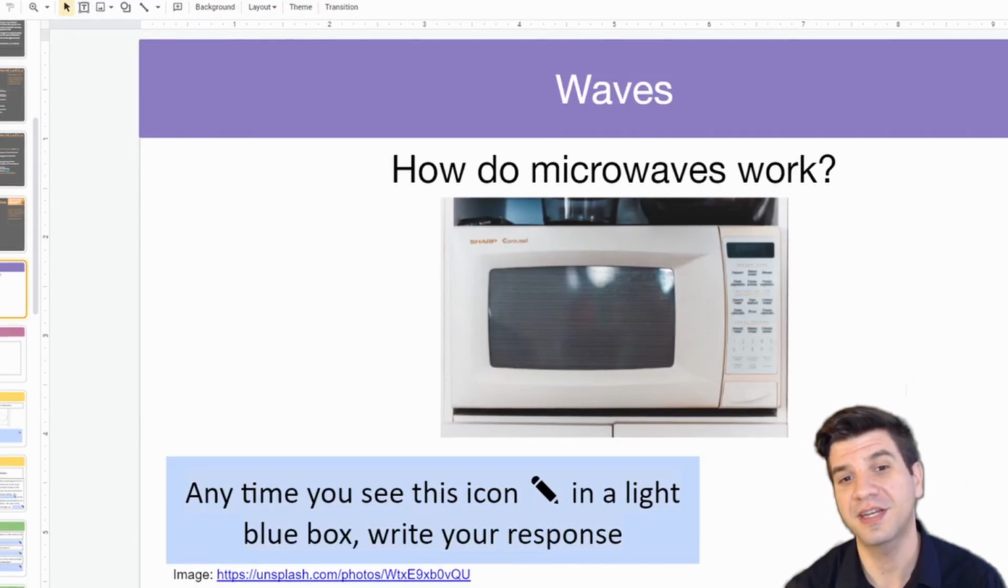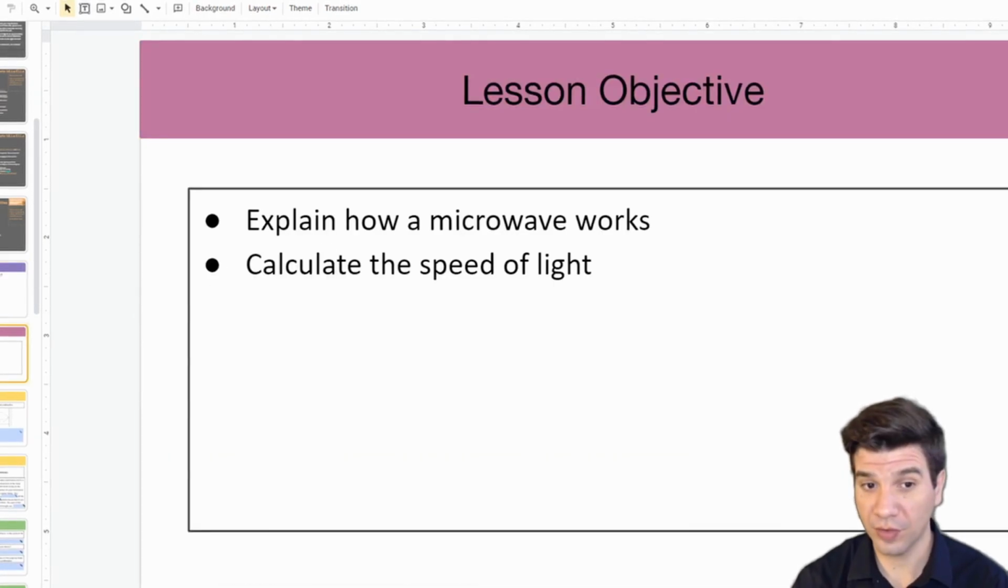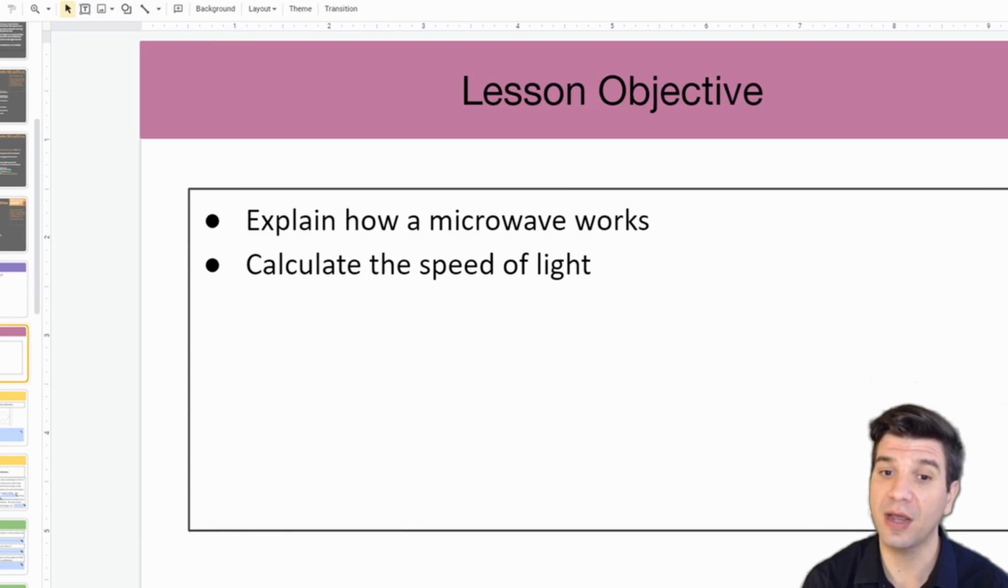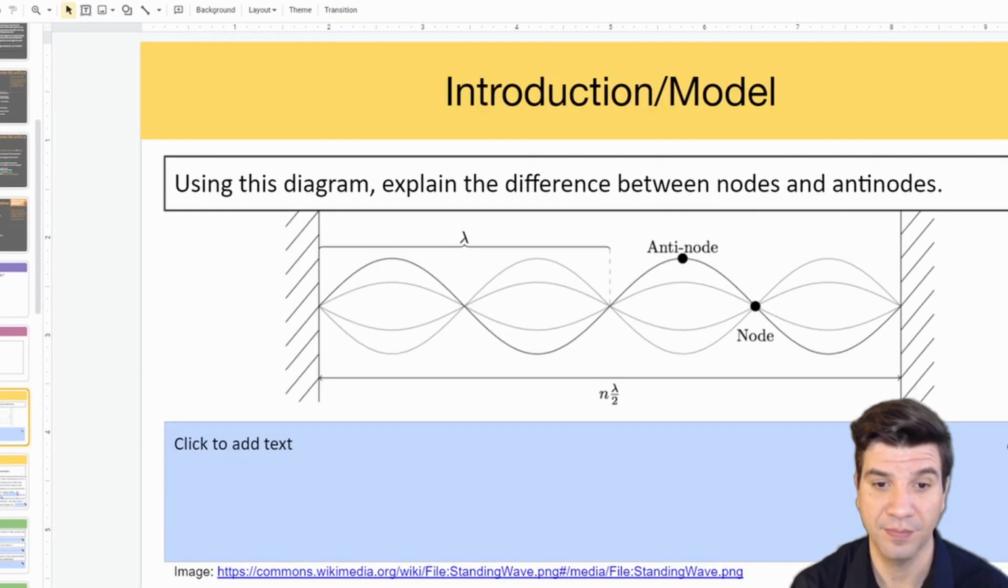Today we're going to be taking a look at some methods to measure distances in digital imagery. So the title of today's lesson is How Do Microwaves Work? Now, two things you're going to be doing. You're going to explain how a microwave works, and you're going to calculate the speed of light.